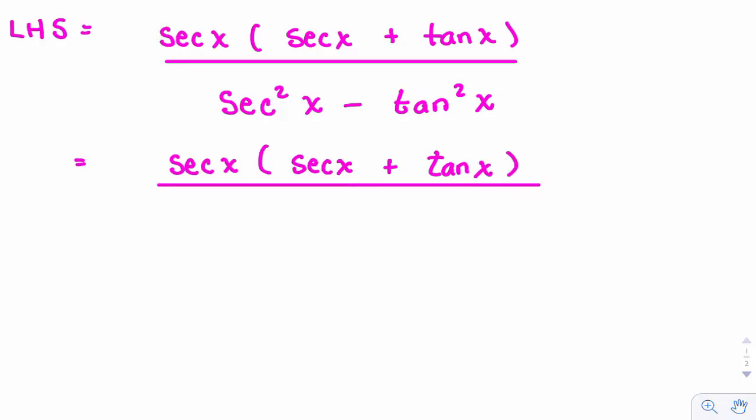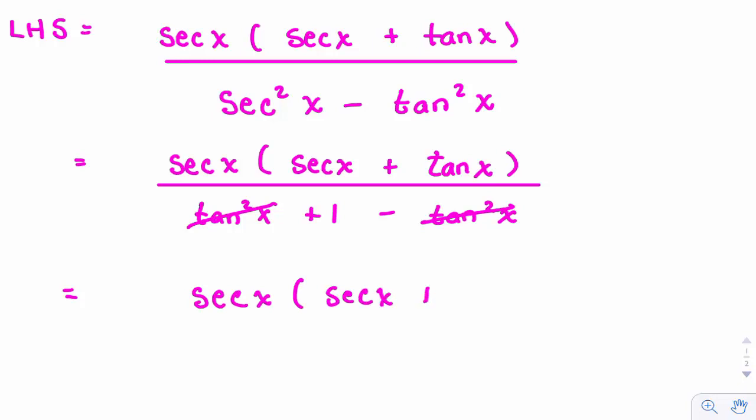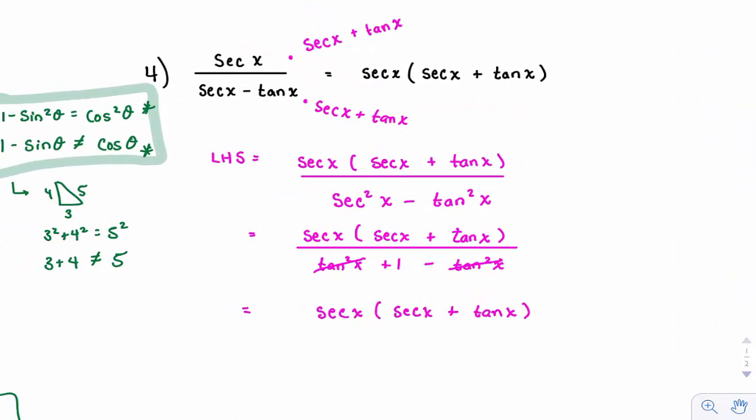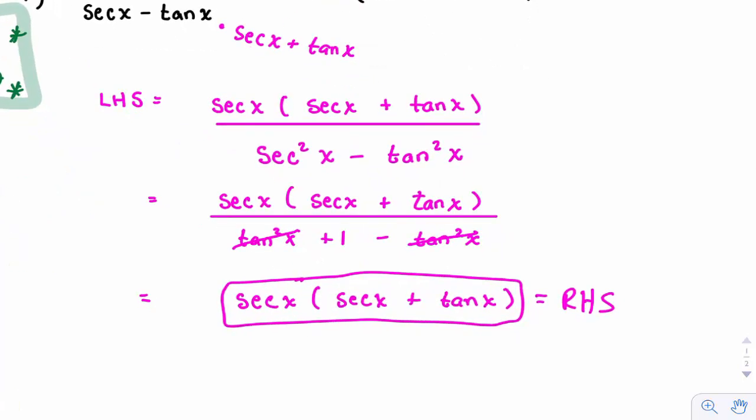But my secant squared is tangent squared x plus 1. Notice how nice that is. The tangent squares are going to cancel. So we are sitting pretty right now. We have secant x, and then secant x plus tangent x. And look at that, that's my right-hand side. Notice how much work you saved by thinking outside the box, really inside the box. This is what we're really asking you to do anyway, is use your identities, and if you use them, it just takes care of itself.